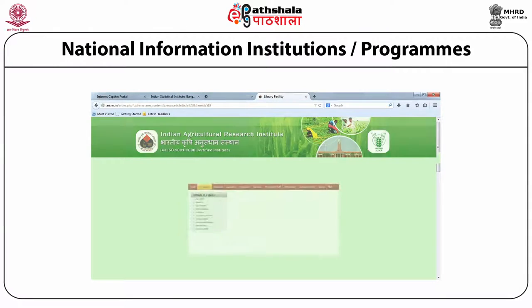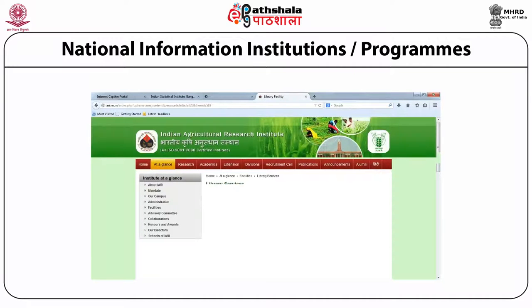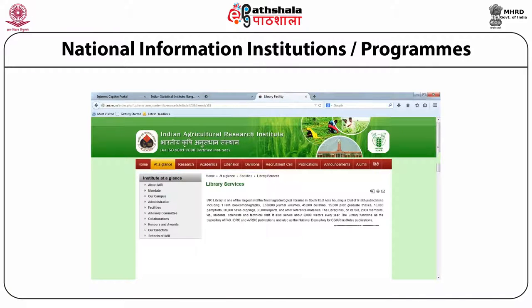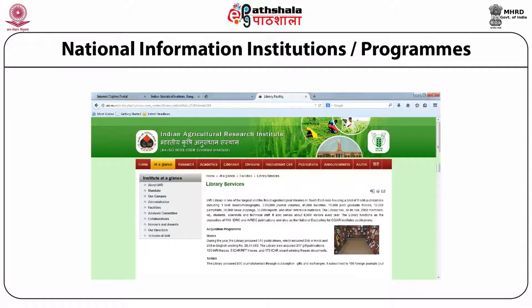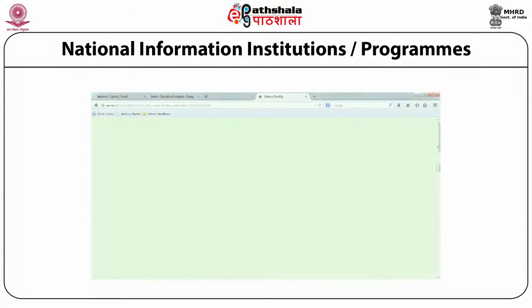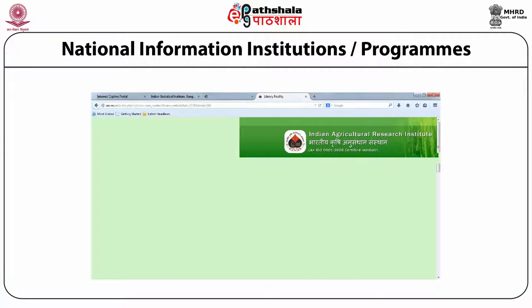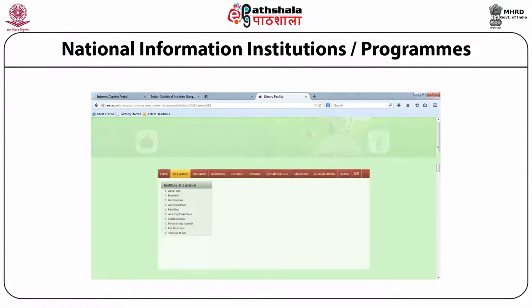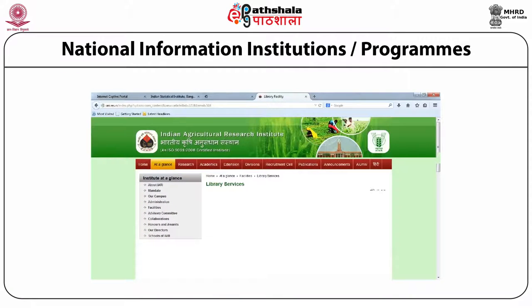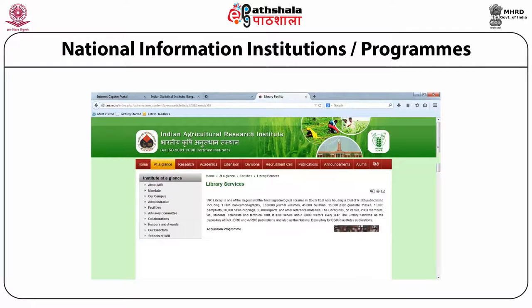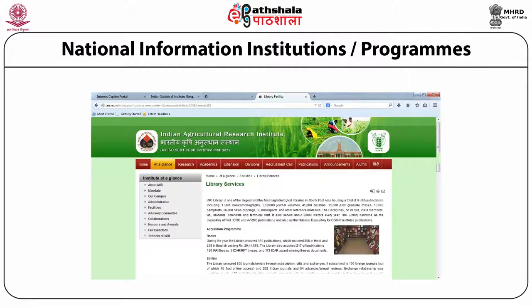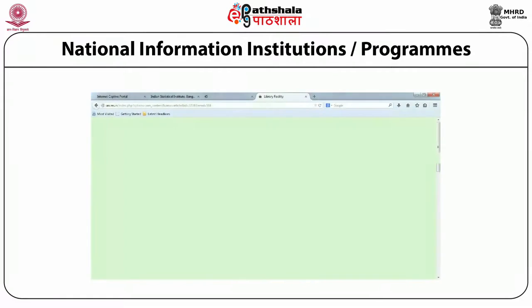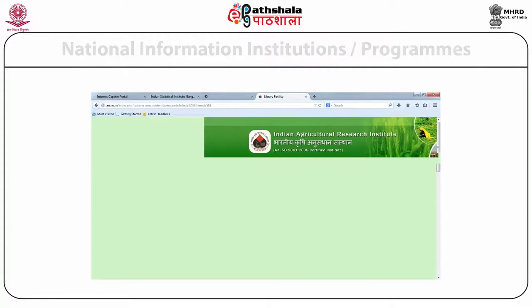The library has on its roll 2,000 members, and it comprises students, scientists, and technical staff. It also serves about 8,000 visitors every year. The library functions as the depository of Food and Agriculture Organization FAO, IDRC, and AVRDC publications, and also as the national depository for CGIAR Institutes' publications.